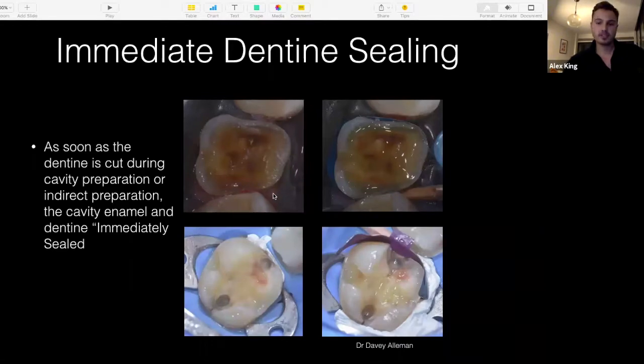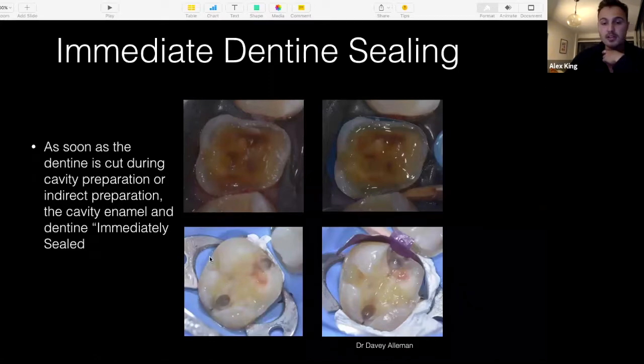So here are some pictures. So we'll look at the top one first and then the bottom one. So as soon as the dentine's cut, as soon as you've done your onlay prep, your cavity for a composite, you're doing a crown prep, any exposed dentine you should seal, but we seal the enamel and the dentine at this point. So we etch, deactivate with the MMPs, and then bond with a gold standard bonding agent. So here we can see our freshly cut preparation. Here we can see our IDS layer. So etch, bond, and all over this.